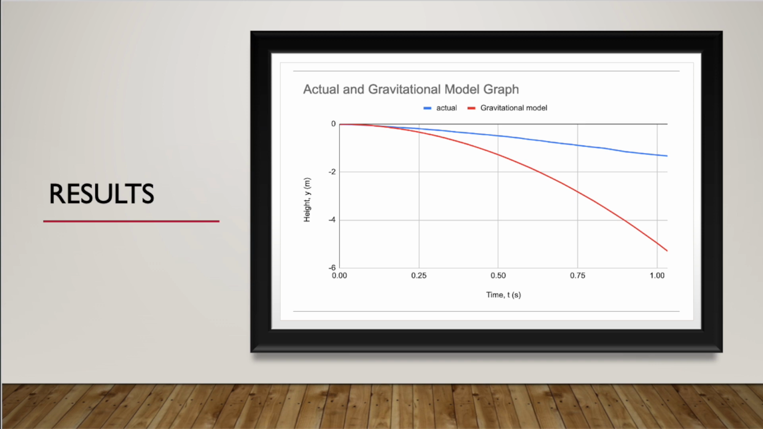This is the graph made from Tracker and the gravitational models. As you can see, the gravitational model expects the plate to drop much further than the actual model did in the same time. Hence, there is some drag force causing the plate to fall at a slower rate. So how did we proceed to calculate that?